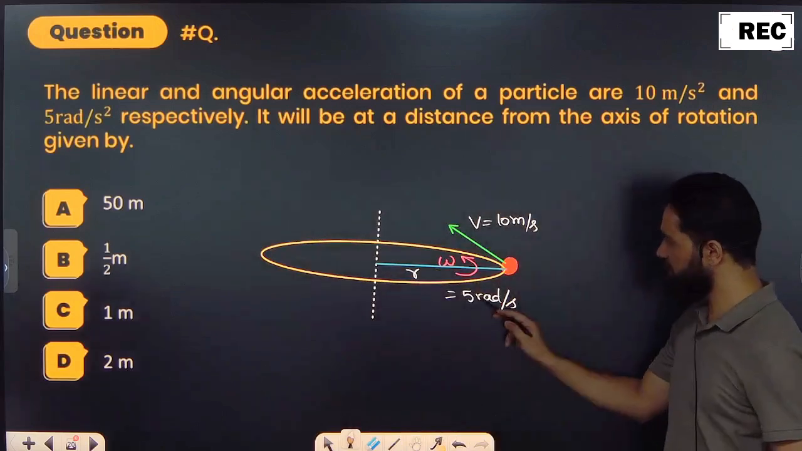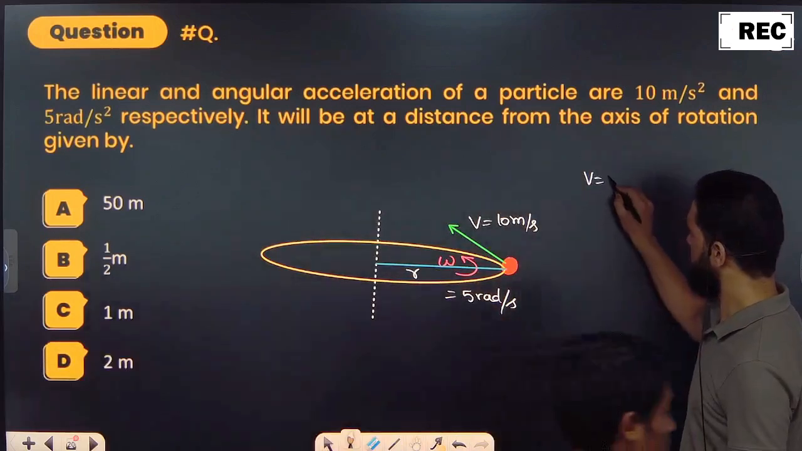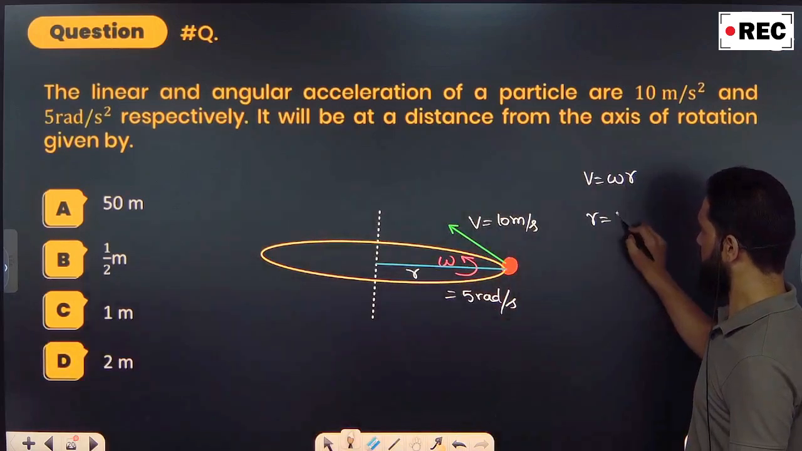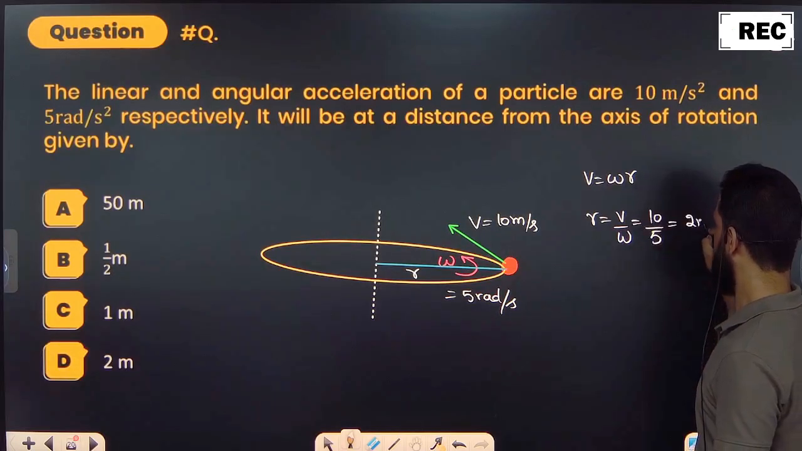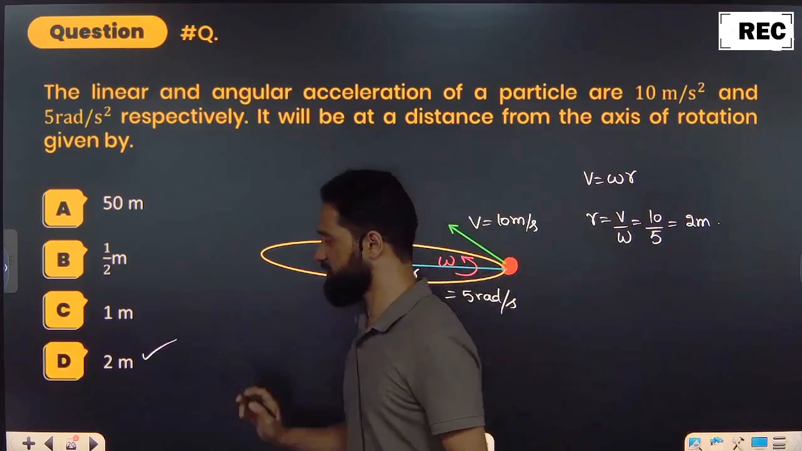What is the relation between V and omega and r? V is omega r. R is V upon omega. 10 upon 5. कितना दूर है? 2 meters. 2 meters is the answer.